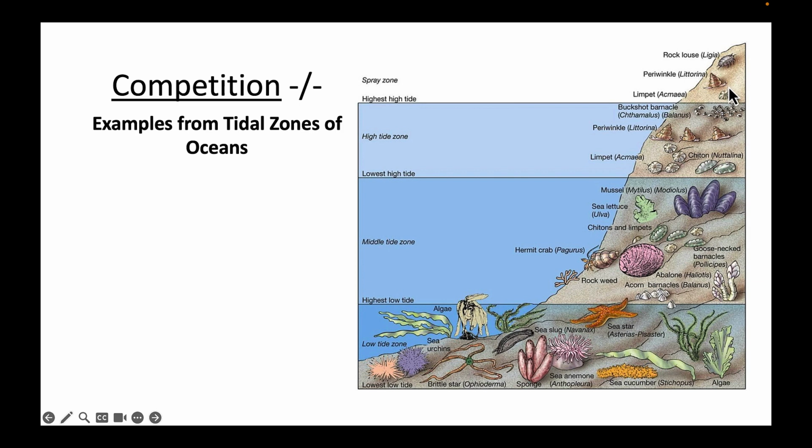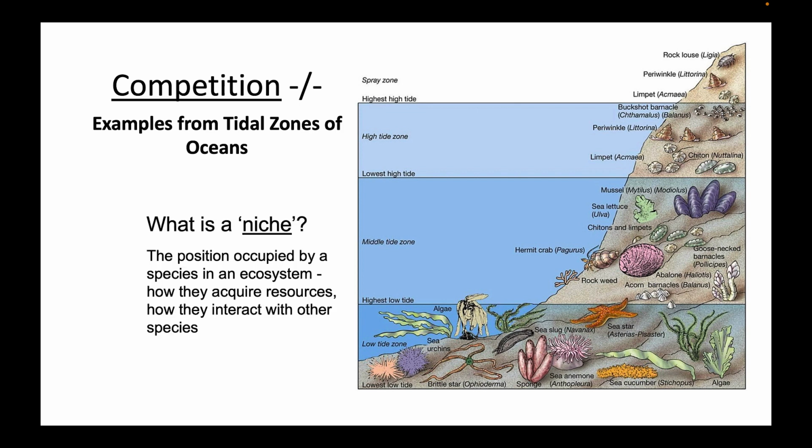Okay, so if we look here, out of the tidal zone, we have things like periwinkles and rock louse. And when you get to where the high tide zone is, you start to see still those periwinkles. You see limpets, you see chitons. As you go below the tide, or into the middle tidal zone, you see different species coming in. You see still some chitons and limpets, but not as many. You see other species like barnacles. And then as you go to the low tide zone, you see another group of species. And this implies that there is niche differentiation going on.